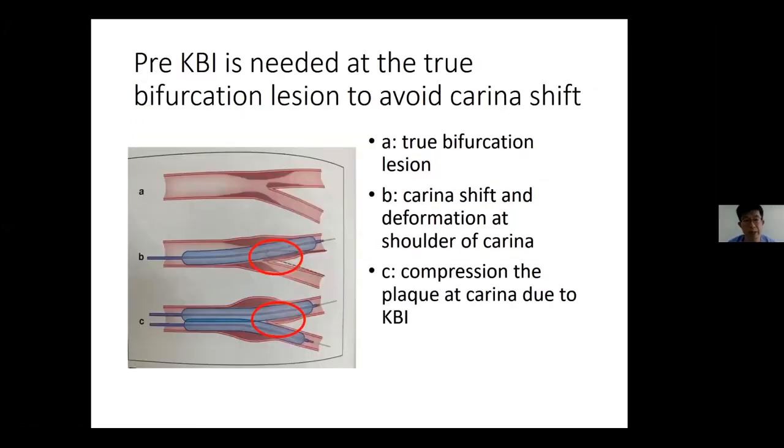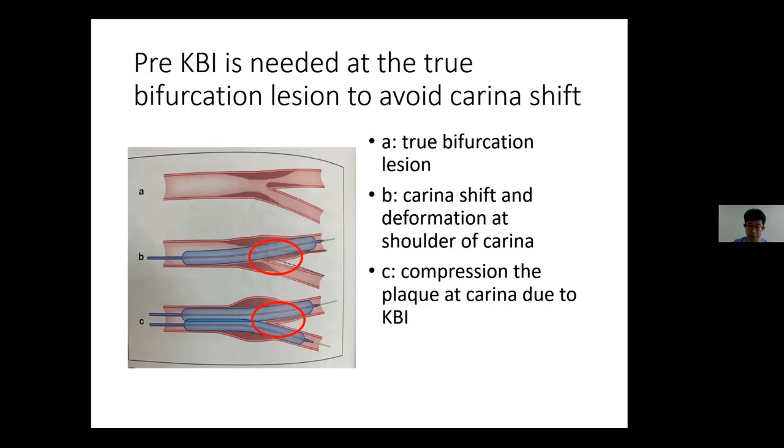So pre-kissing balloon inflation is needed in a true bifurcation lesion to avoid carina shift. This is very important. Panel A is a true bifurcation lesion, as you can see. If we perform balloon dilatation at only the main branch, carina shift and deformation at the shoulder of the carina occurs here. So in that situation, to compress the plaque at the carina, KBI is needed. In such a situation, kissing balloon inflation is needed before stenting.